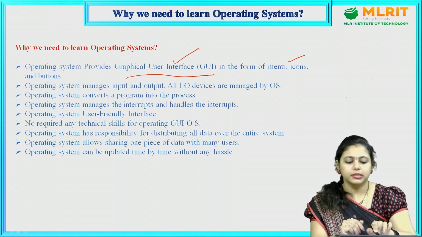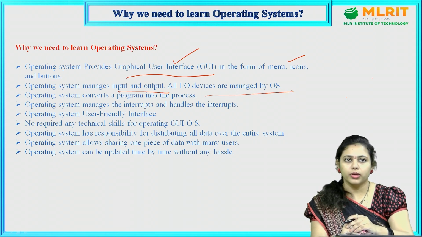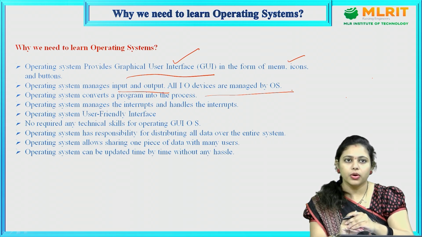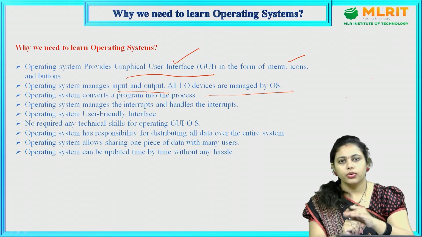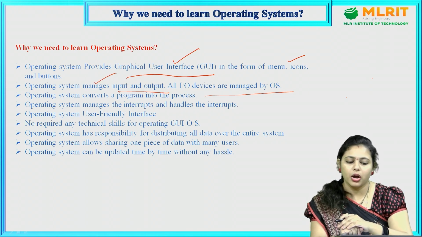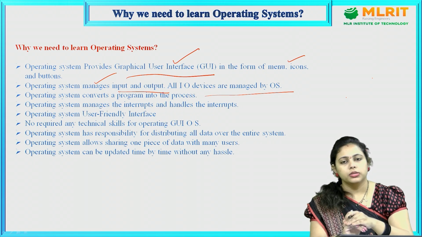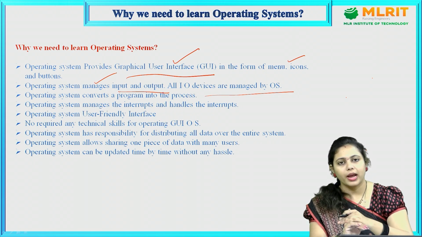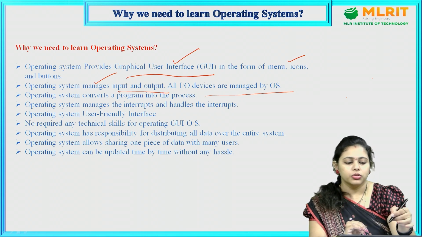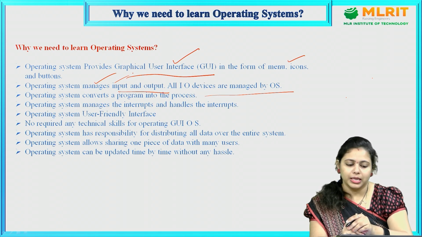Next, the operating system manages input and output. All the IO devices are managed by the OS. We know that a system has input devices and output devices. For my IO devices to work, my OS is going to manage all these input and output devices. The printer is an output device, and the keyboard is an input device through which I give input. For both the input and output devices to work, the OS is going to manage them.